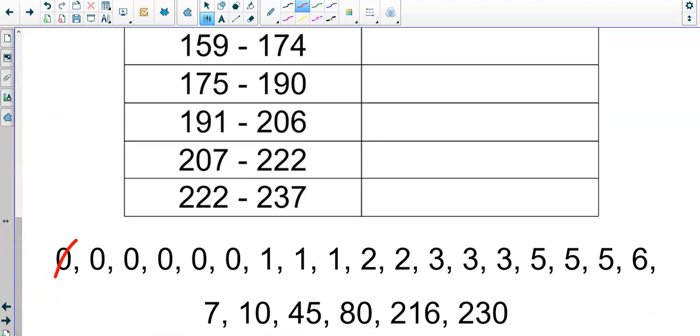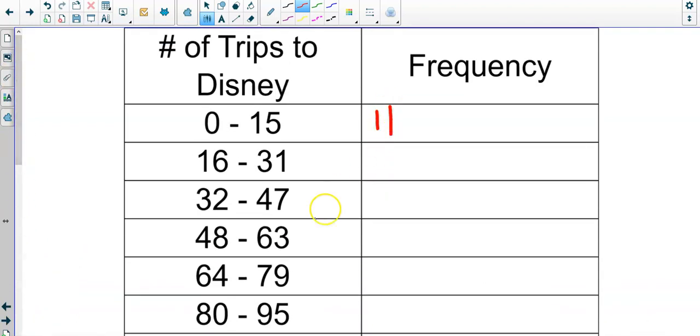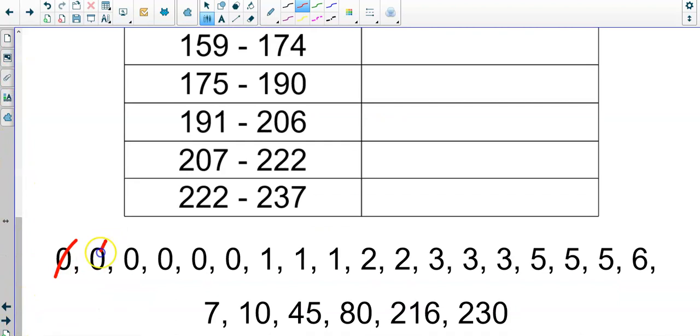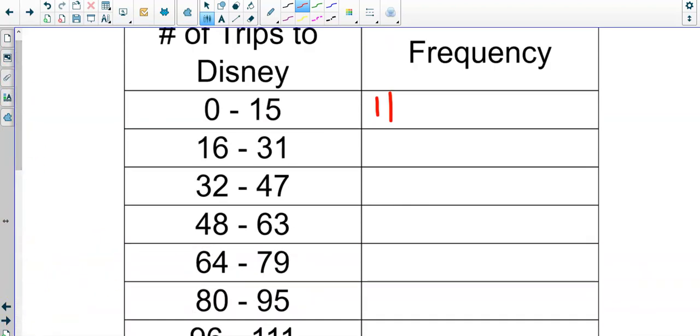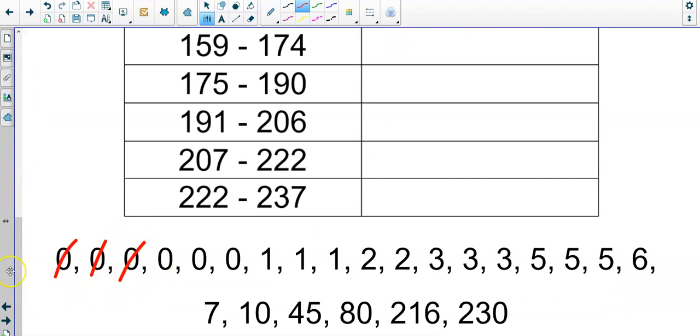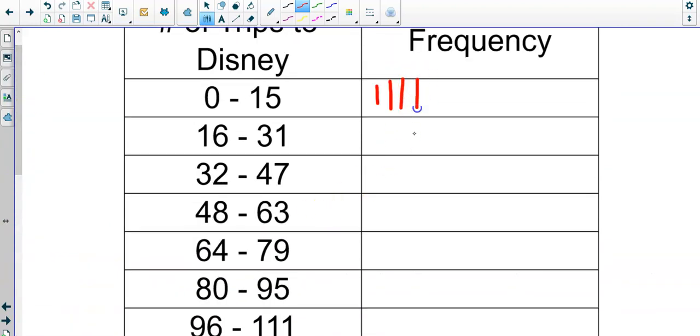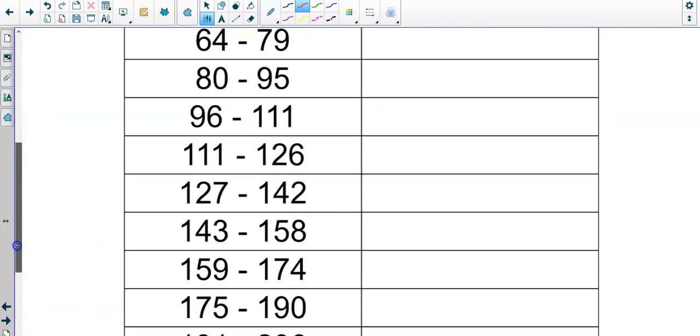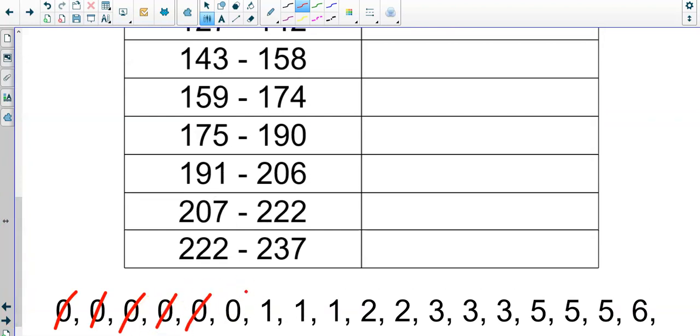The next one, and notice I cross it off. 0. Well, that happens in 0 to 15. Then the next one. 0. Well, that happens in 0 to 15. Then the next one. Another 0. That happens within 0 to 15. And then there's another 0 and another 0 after that. There are technically 6 zeros total, and I can cross all those off.